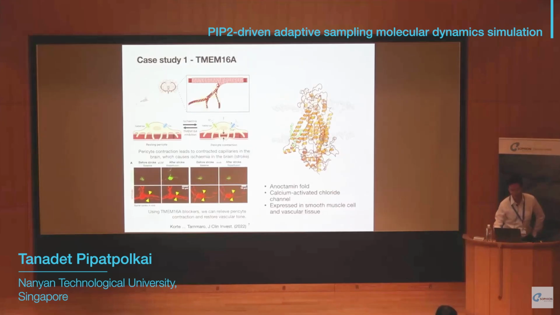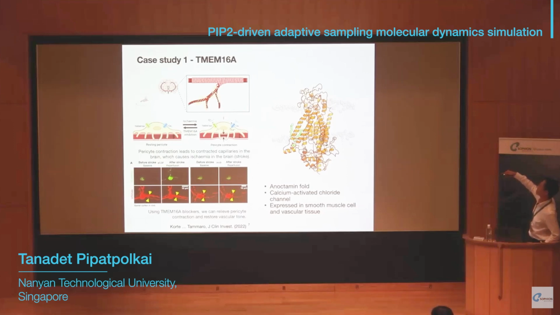Okay, so the ion channel I'm interested in for this project is called TMEM16A, which has this unique anoctamin fold. This is a calcium-activated chloride channel, which is found in vascular tissues. These are activated by calcium and PIP2 lipids. And it's very important because it is on this cell called the pericyte.